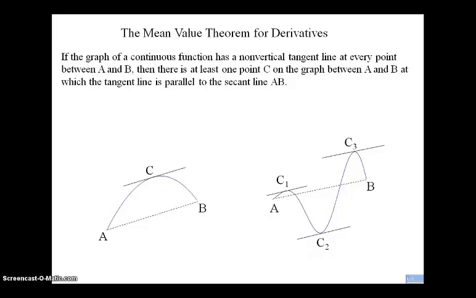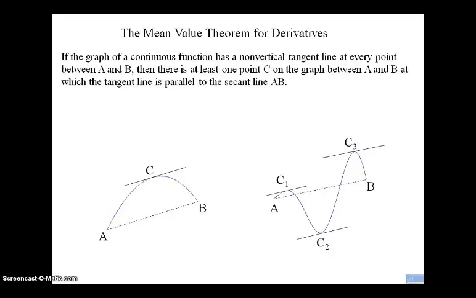In this lesson, we're going to talk about the mean value theorem for derivatives. If the graph of a continuous function has a non-vertical tangent line at every point between A and B, then there is at least one point C on the graph between A and B at which the tangent line is parallel to the secant line through A and B.